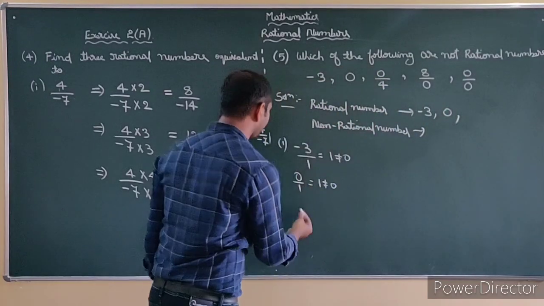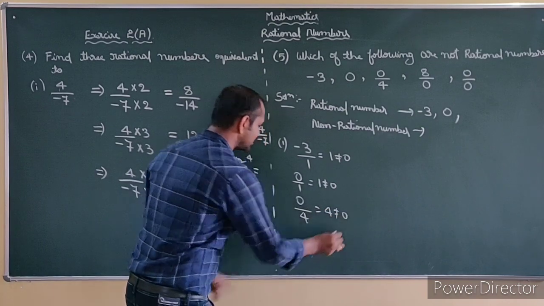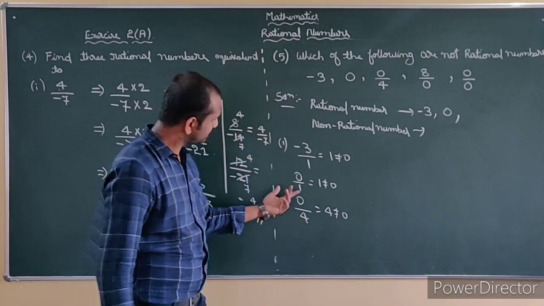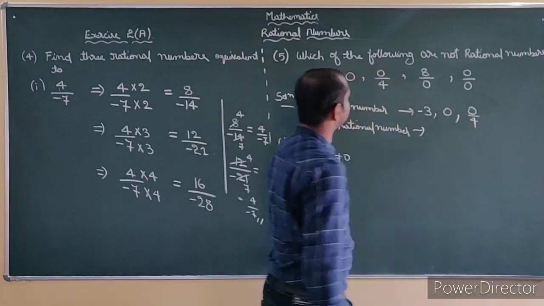Next we have 0 by 4. Yes, 4 is not equal to 0. q is not equal to 0. This is also a rational number. 0 by 4 is also a rational number.